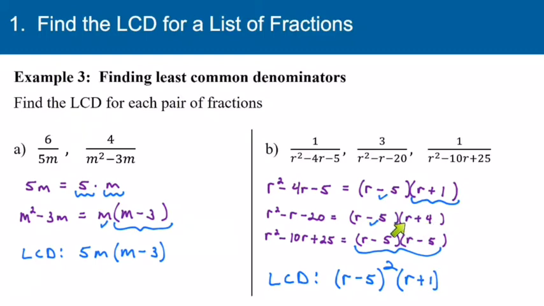And then I have an r plus 4 in the second denominator, so I'll need to put that down one time. So our final LCD here is r minus 5 squared times r plus 1 times r plus 4. And again, we are not required or even expected to multiply all of this out. It is best if you leave it in factored form.